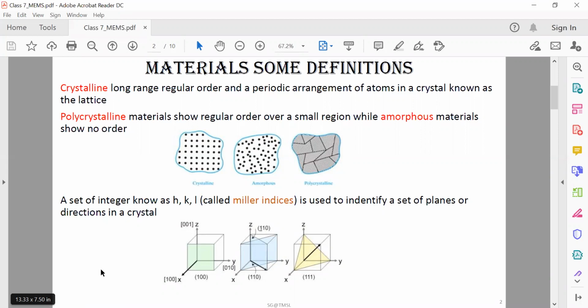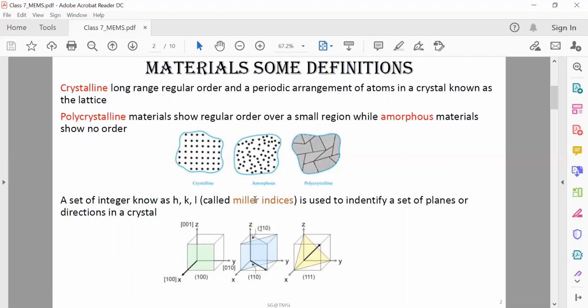So when you are using silicon, sometimes you will see that it's 100 silicon, or 111 silicon, or 010 or 001 silicon. So different crystal planes are cited along with the single crystal silicon, and how do we define those planes? Those planes are defined with the help of these integers, which are Miller indices.